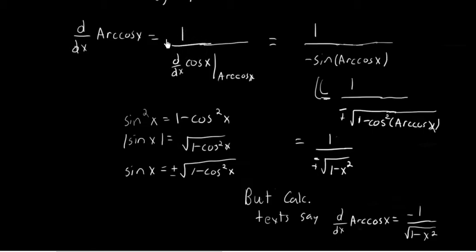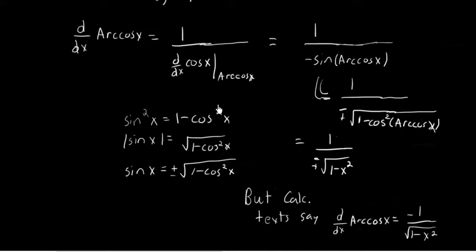So we noted that the derivative of the arc cosine function is 1 over the derivative of cosine of x, but instead of evaluating that derivative at x, we'll be evaluating it at arc cosine of x. The derivative of cosine of x is negative sine of x, but again, I should say minus the sine of x will be evaluated at the arc cosine of x.